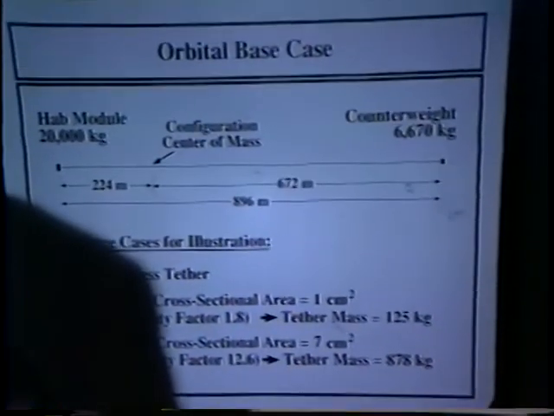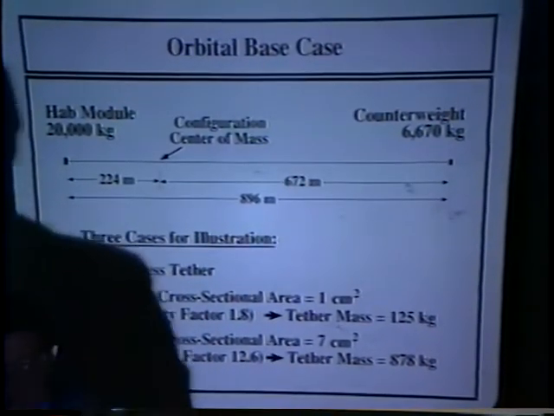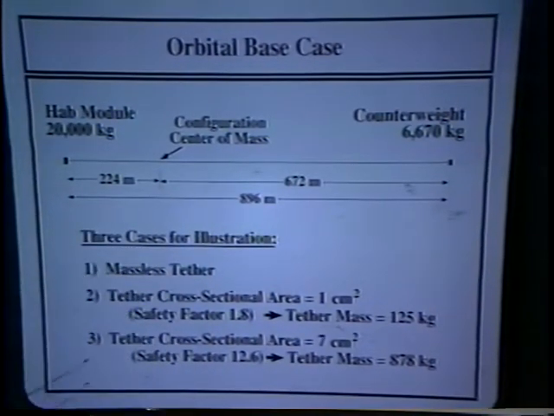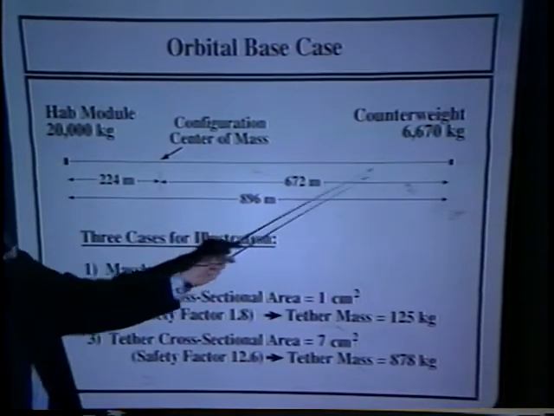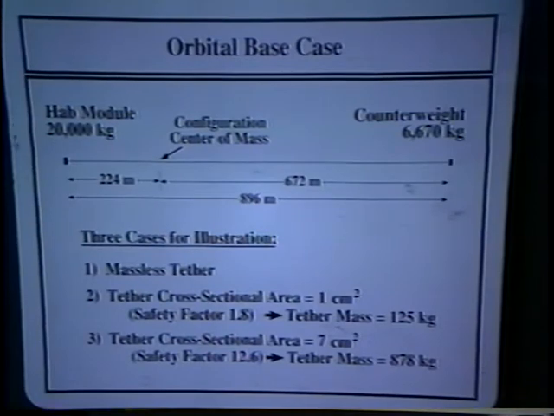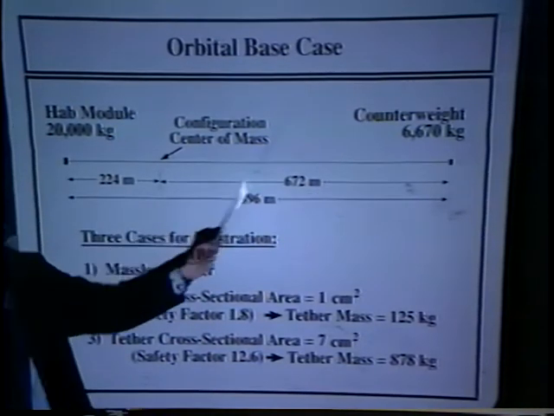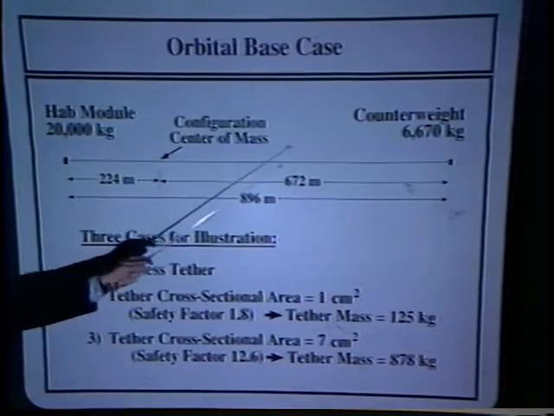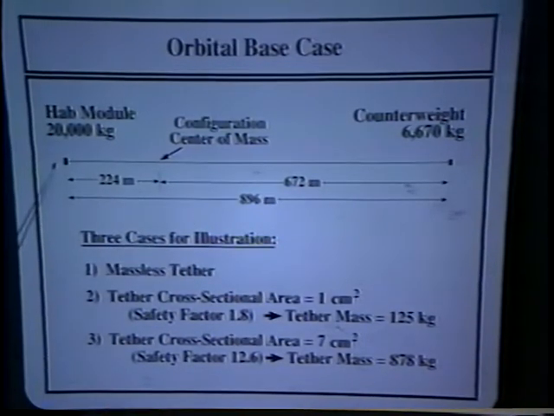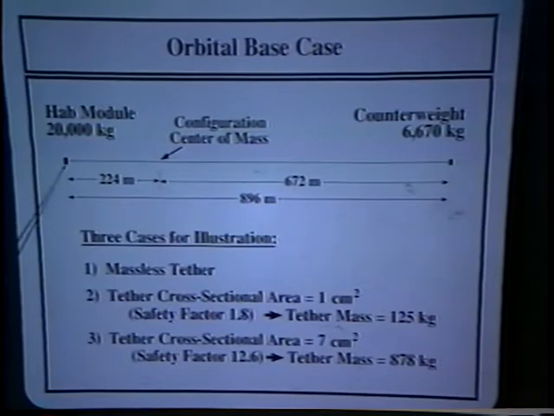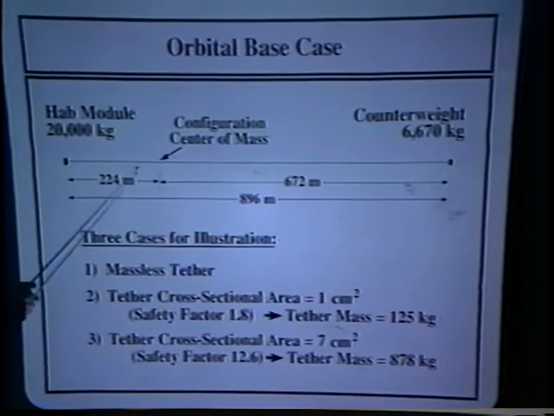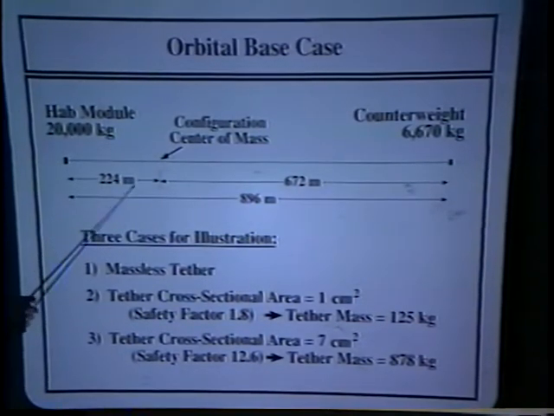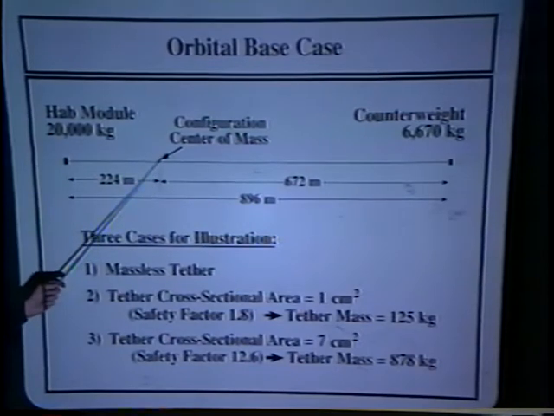The base case that we've done simulations of is an unsymmetric case in which the HAB module is much less massive than the counterweight, about 3 times, or I'm sorry, I said that backwards. The counterweight is much less massive than the HAB module. The HAB module is about 3 times the mass of the counterweight. The overall length is such that there can be a 1G environment produced in the module at 2 RPM. That leads to a radius of 224 meters from the configuration center of mass.